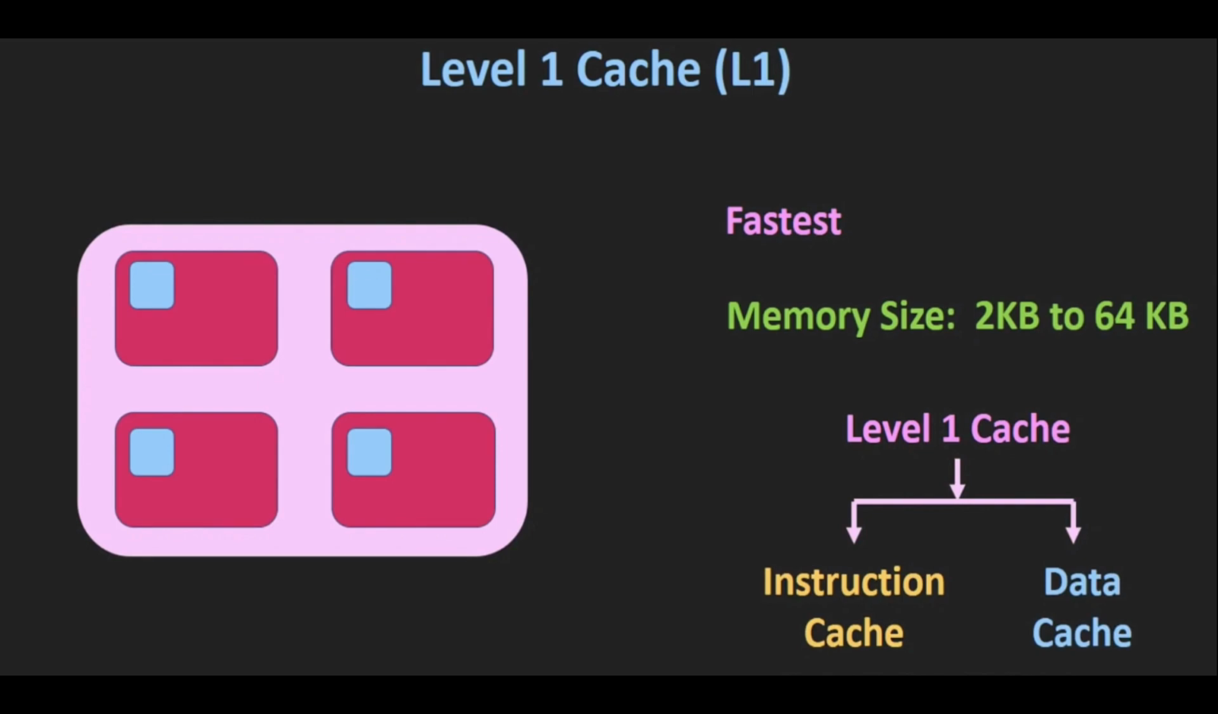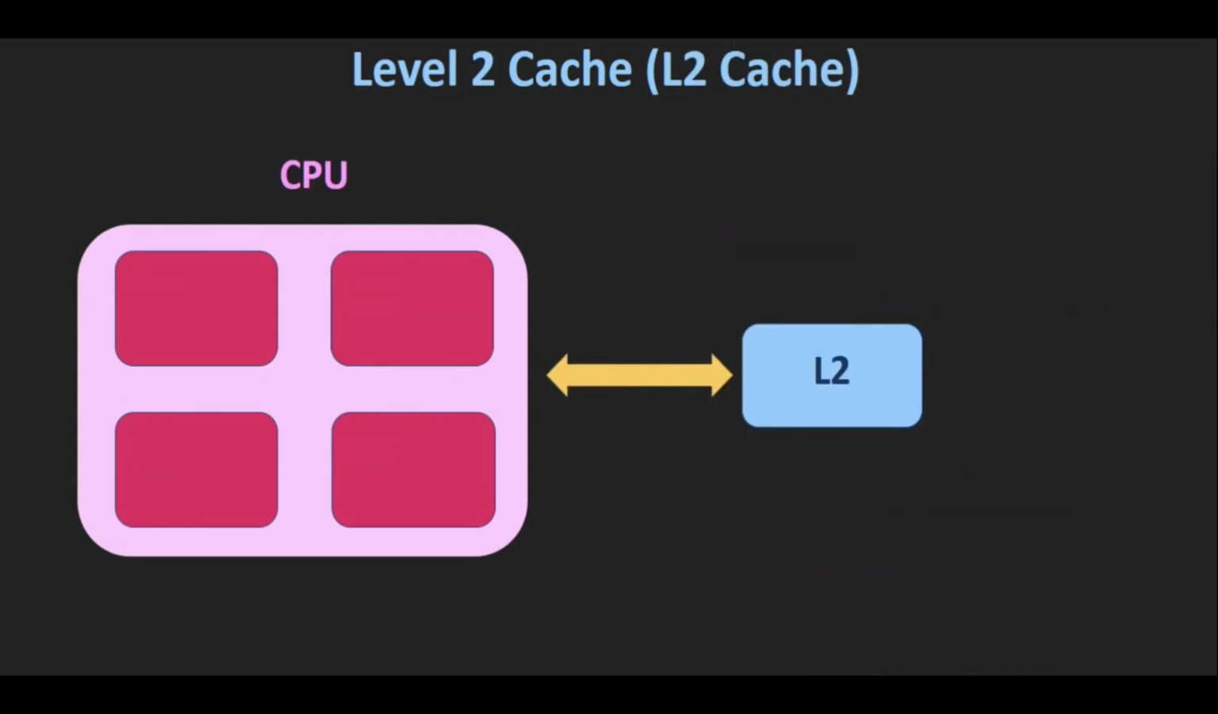Now let us see the second level of cache. This cache is known as either level 2 cache or L2 cache. This level 2 cache could be either inside the CPU or outside the CPU. It could be separate for all the cores or shared between all cores of the CPU. If this level 2 cache is outside the CPU, then it is connected with a very high speed bus to the CPU. The memory size of this level 2 cache is in the range of 256 KB to 512 KB. But in terms of speed, it is slower than L1 cache.